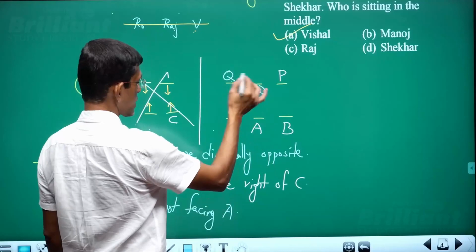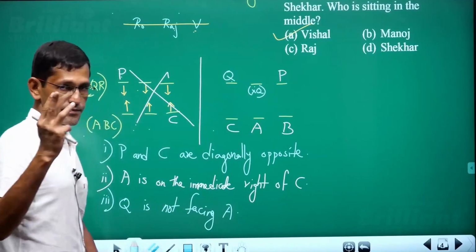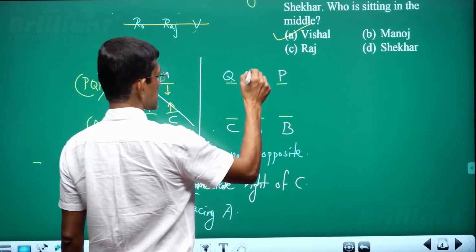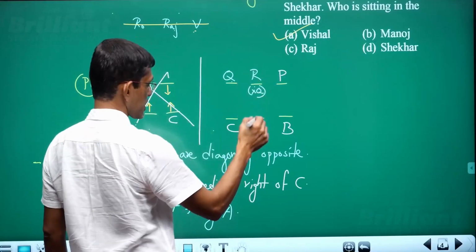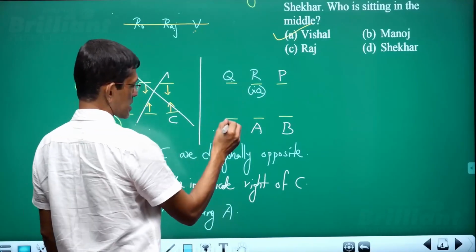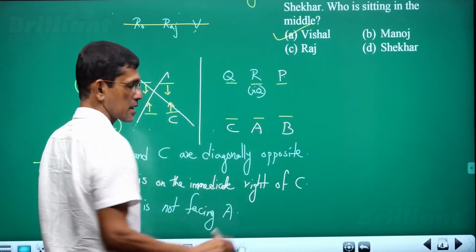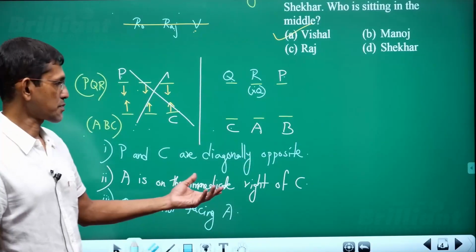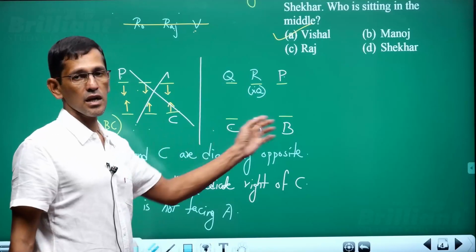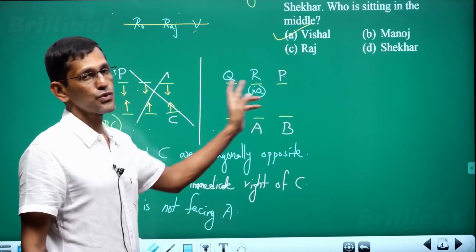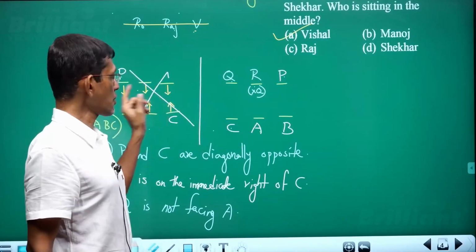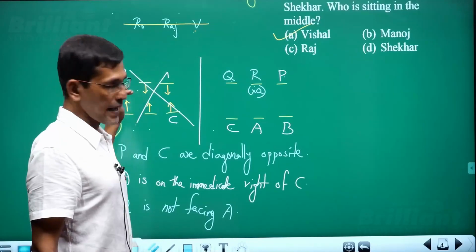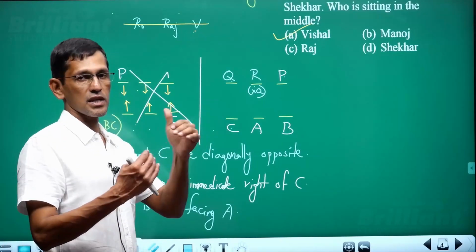That means which one is missing? P, Q, R, right? 3. So P and Q are here. The missing one is R. So R is facing A, Q is facing C, and P is facing B. So this is the arrangement. In this case, it is not a single row arrangement. It is two rows. One is the top row, and the other one is the bottom row. They are facing each other.